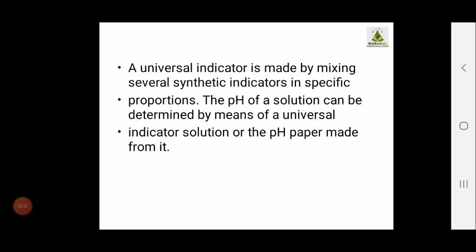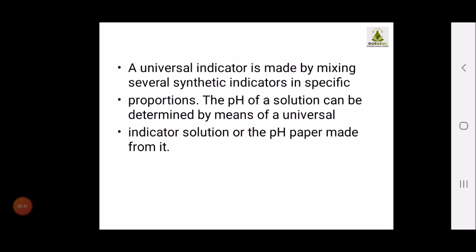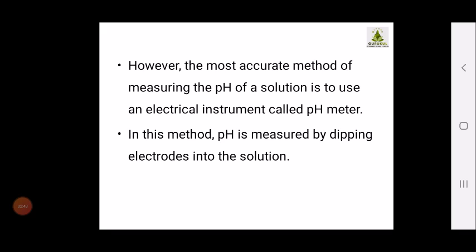The pH of a solution can be determined by means of a universal indicator solution or the pH paper made from it. So either you can use the universal indicator solution as given below, see the test tubes which are showing different ranges of pH, or you can use the pH paper. But is this the standard method? Many times there may be certain errors.